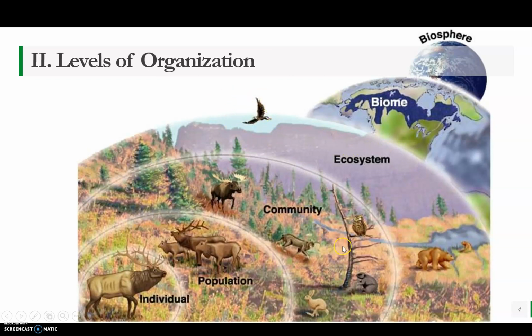A community is exactly like it sounds. It's going to be a community of different species. So now we're getting more specific. A community does include all of our living things. In this community, we have a moose and a bobcat and a jackrabbit and a beaver and an owl, but we also have all of the different species of trees and grasses that we see there also.